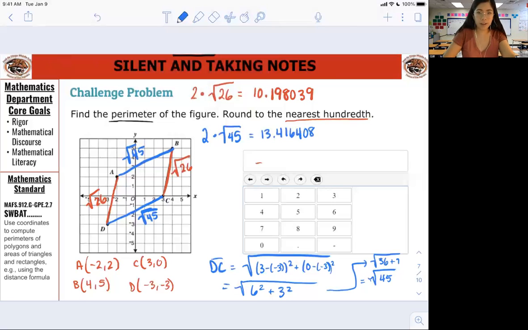Okay, well now we gotta add those two numbers, right? I'm going to leave this here, 13.416408. I'm going to leave it on my calculator, I'm not touching it. I'm just going to add 10.198039. What do you got?